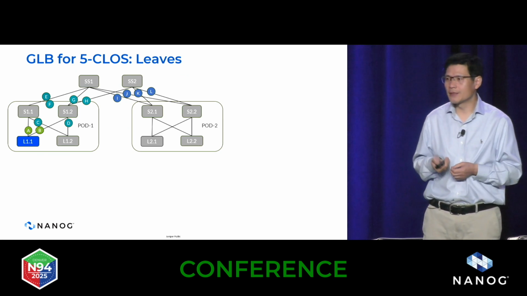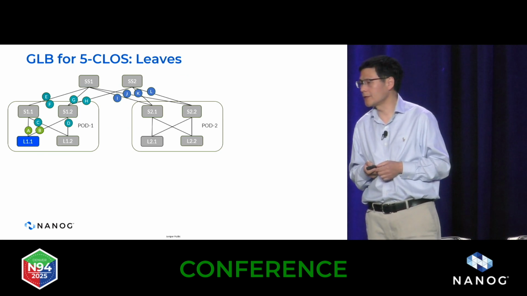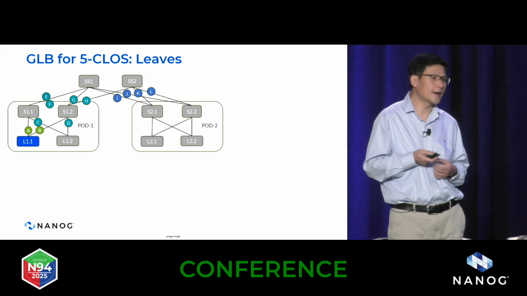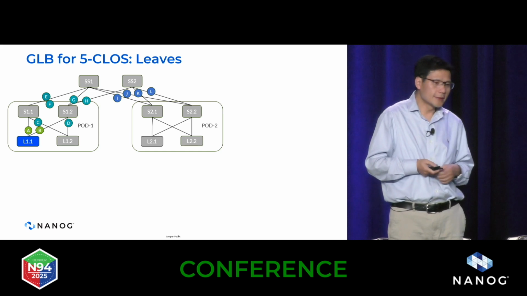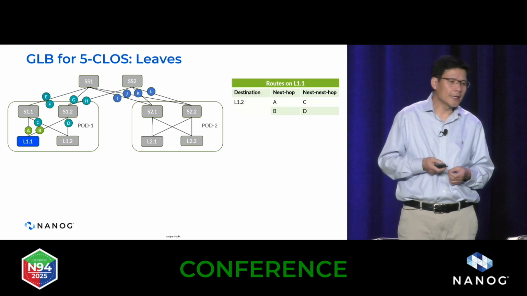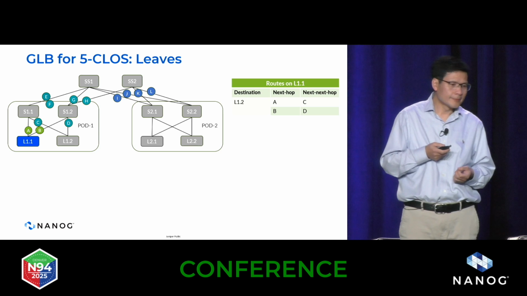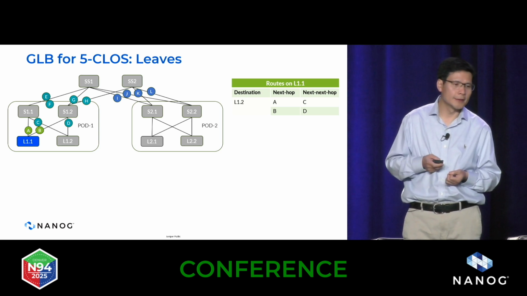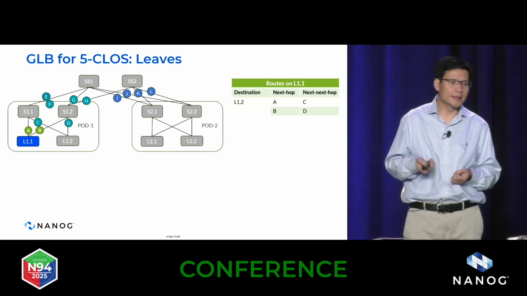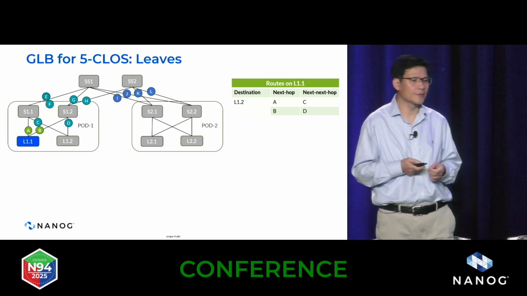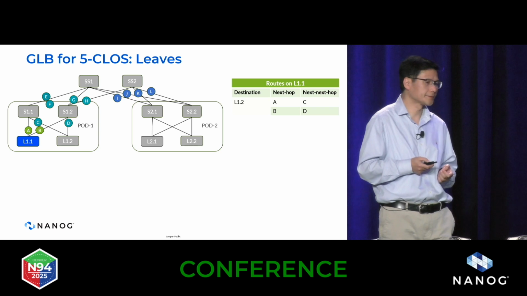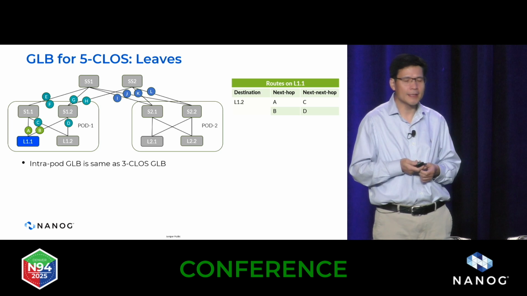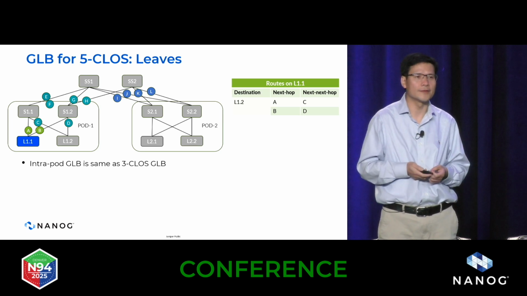Having shown how GLB works on the three-stage CLOS network, now let's see how it works on the more scaled 5-stage CLOS network. So here, we have pod 1 and pod 2. Each of them is a 3-stage CLOS network, and they are interconnected through those 2 super spines, SS1 and SS2. As we can see here, the intra-pod GLB is really the 3-stage CLOS GLB, which we just talked about.